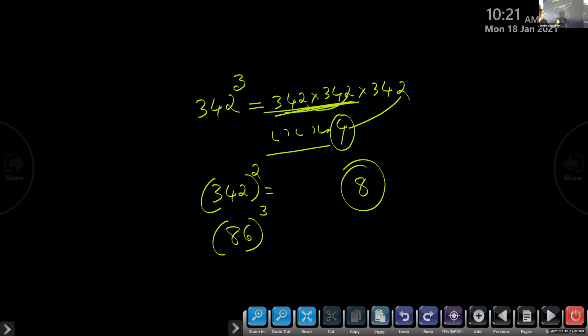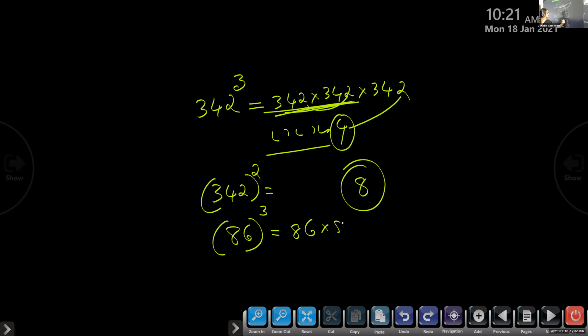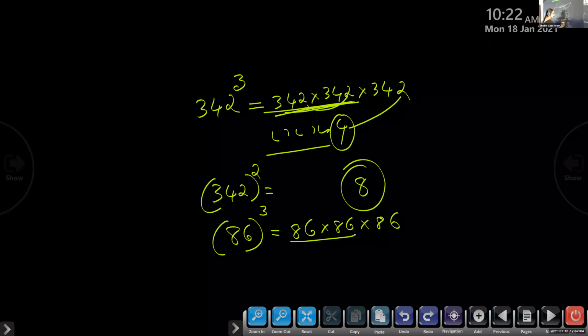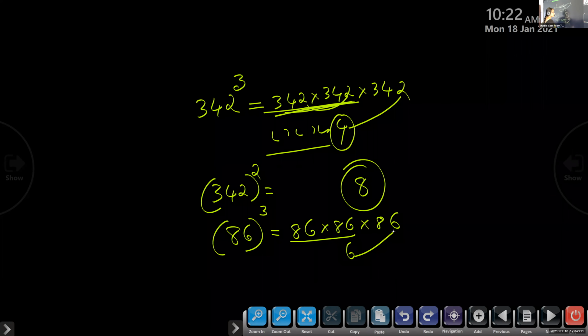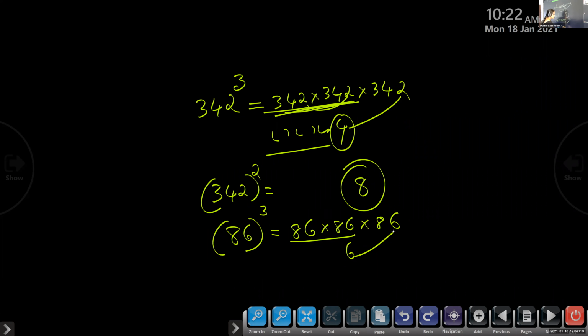Unit place. 86 cube means 86 into 86 into 86. First we will multiply 86 into 86. 6 sixes are 36. Here the unit place will be 6. Again when we multiply with this, 6 sixes are 36. Again the unit place will be 6. So the unit place of 86 cube will be 6. Clear how to find?